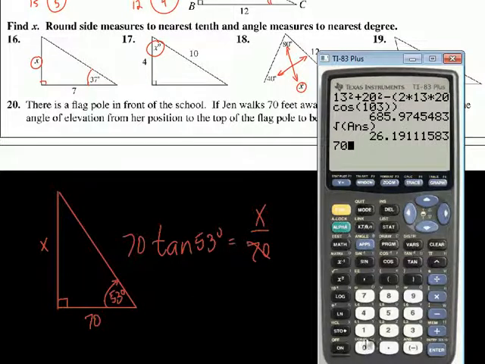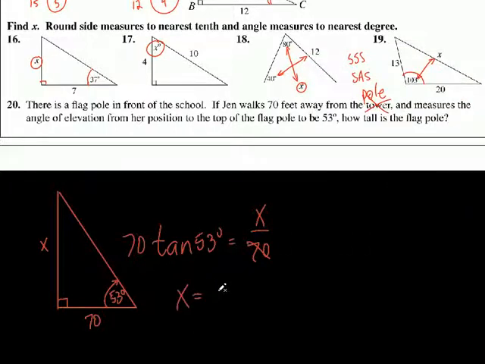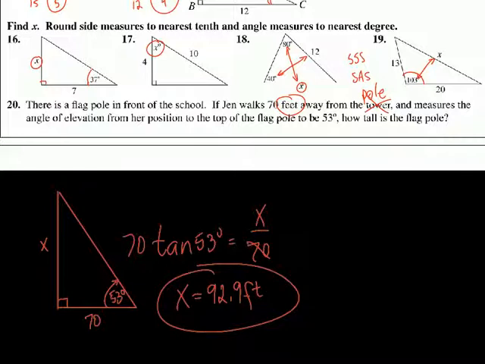So I get 70 tangent of 53 degrees. 92 point what? 9, right? So 92.9. Now this one doesn't say how to round it, but just to be consistent, 92.9. 92.9 what? Feet. Right, that's how tall it is. She walked 70 feet, it's 92.9 feet. And that is the Chapter 8 test.